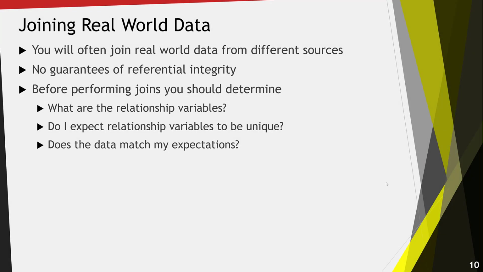You're often going to encounter real-world data that you would like to join, but the data come from different sources. When data come from different sources, there's no guarantees of referential integrity. So before performing any joins in your data, you should determine, first, what are the relationship variables? Second, do you expect a relationship variable to be unique? Do you think it's a primary key? And then investigating, does the data match your expectations? Are primary keys unique? And do foreign keys have values that are always represented by primary keys?